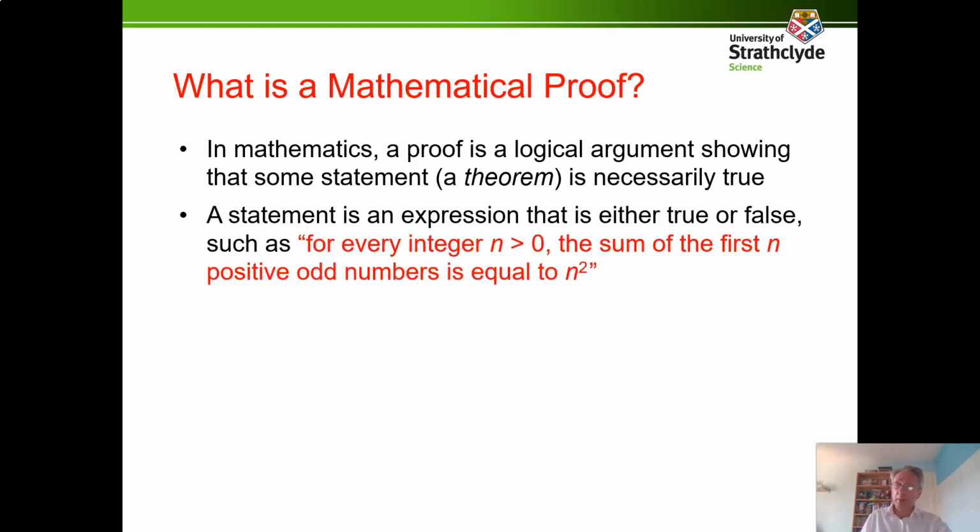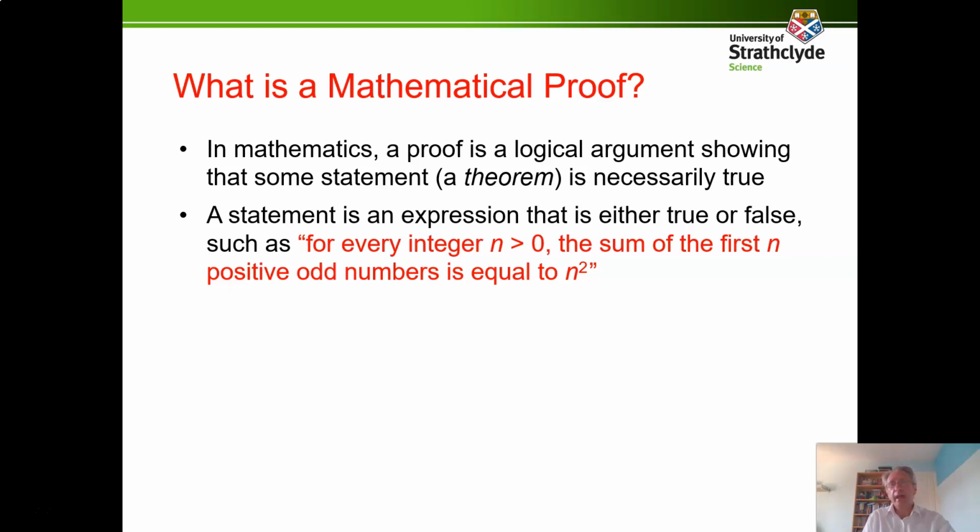Here's a statement that we might want to prove to be true or false. For every integer n greater than 0, the sum of the first n positive odd numbers is equal to n squared. Whoa, you say, I don't understand some of that. Well, let's explain it bit by bit. An integer is a whole number. So it's all the positive numbers, 1, 2, 3, 4, 5. It also includes 0, and it also includes the negative whole numbers. But it doesn't include any numbers with a fractional component or with a decimal component. So 1.5 is not an integer.